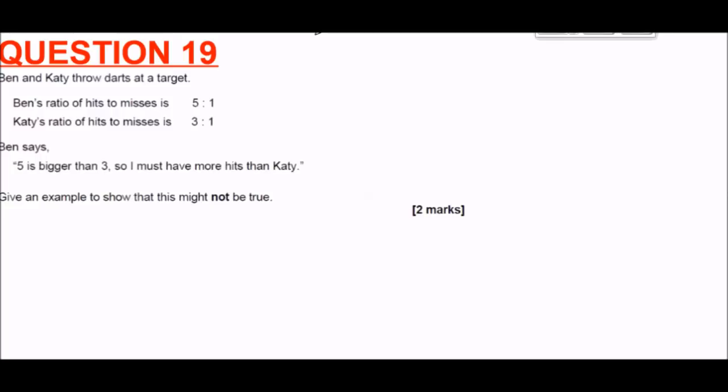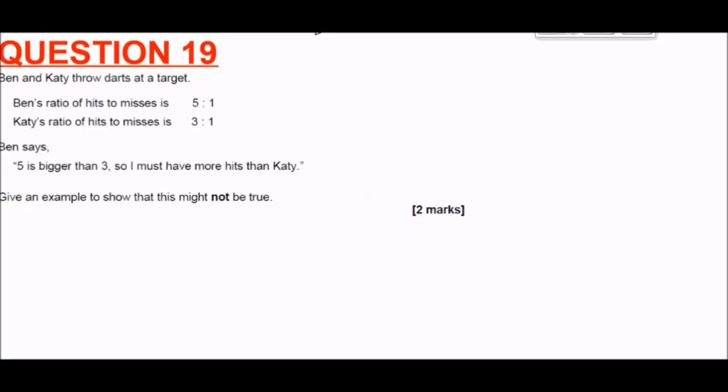Question 19. Ben and Katie throw darts at a target. Ben's ratio of hits to misses is 5 to 1. Katie's ratio of hits to misses is 3 to 1. Ben says 5 is bigger than 3, so I must have more hits than Katie. Give an example to show that this might not be true.